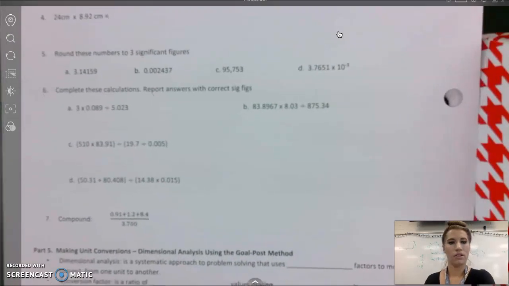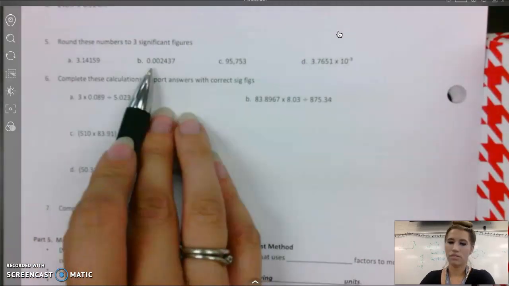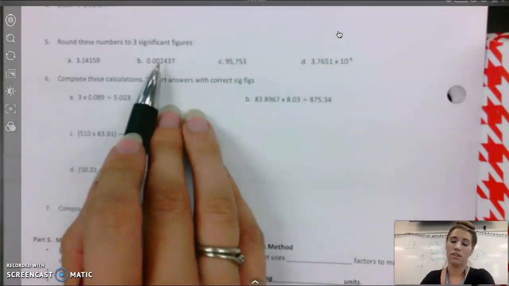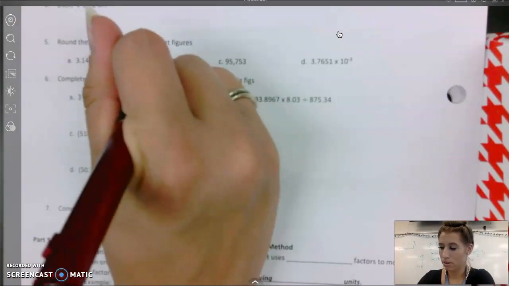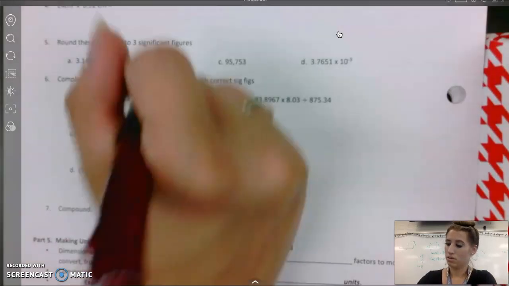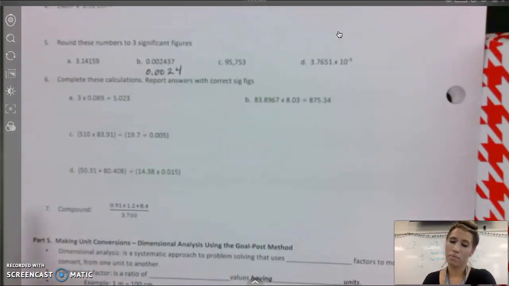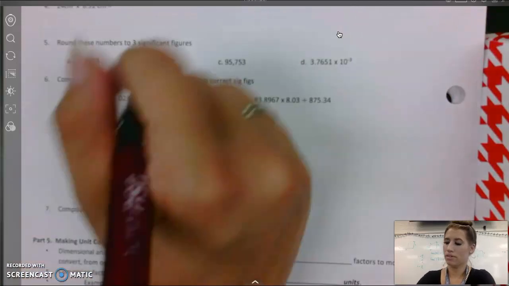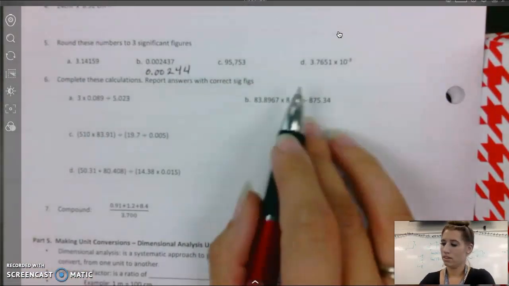All right, let's round some of these numbers to 3 significant figures. This is the one that I get the most mistakes on. Leading zeros are never significant. So we can write these zeros down, 0.00. Those are not significant. Now we need 3 sig figs. So we're going to take 2, 4, and 3, but the 7, the digit after the 3, is 5 or greater, and so it's going to round that 3 up to a 4.